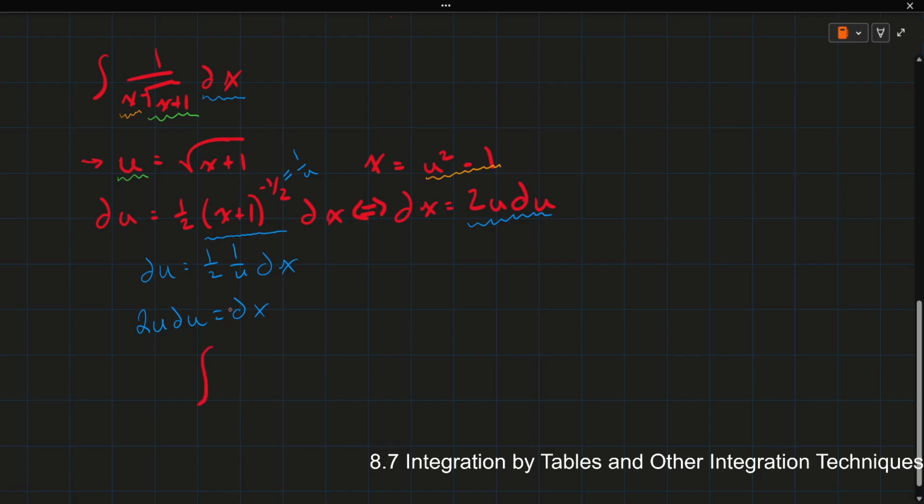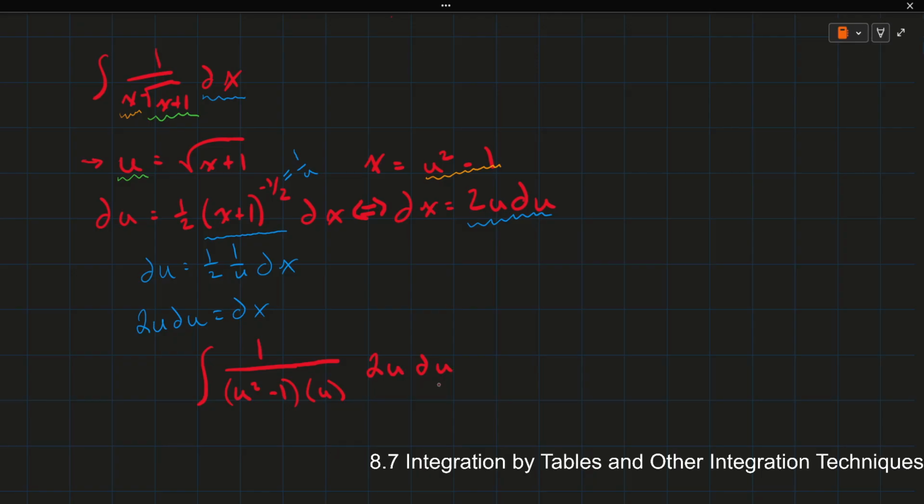So we have the integral. The 1 is going to be the same over. Now x is equal to u squared minus 1, so u squared minus 1. And then root x plus 1 is just going to be u. So that's a nice easy one. That's just my u. And then finally, dx, either way, here or here, dx is equal to 2u du.